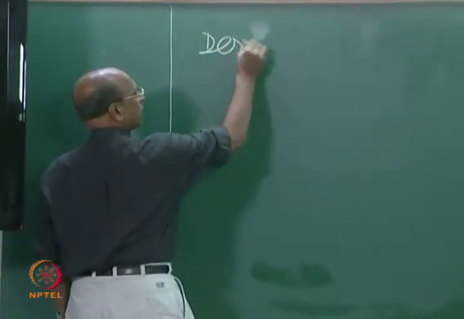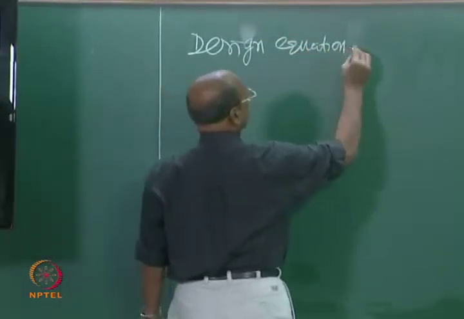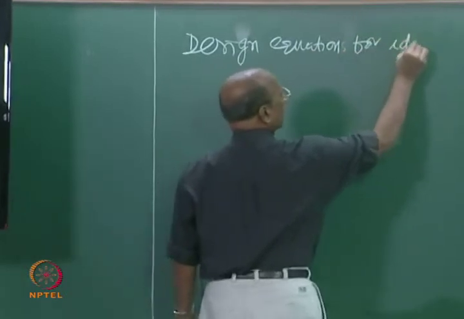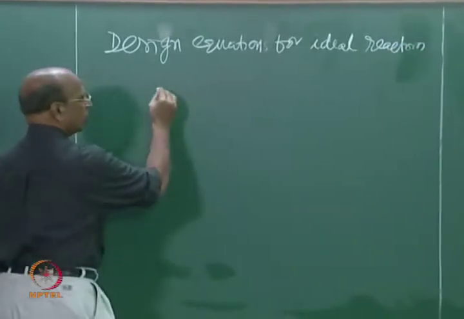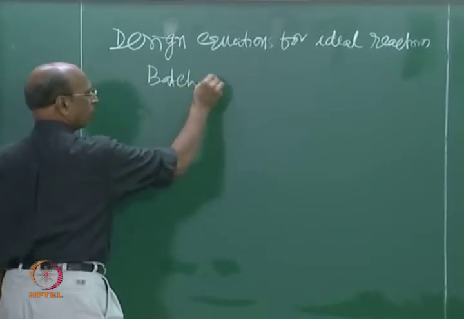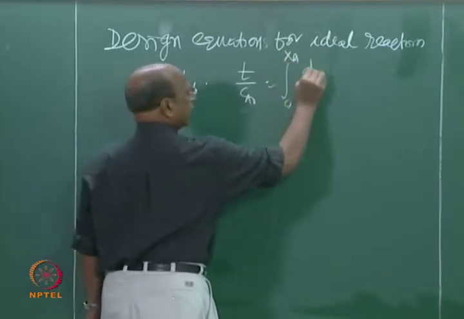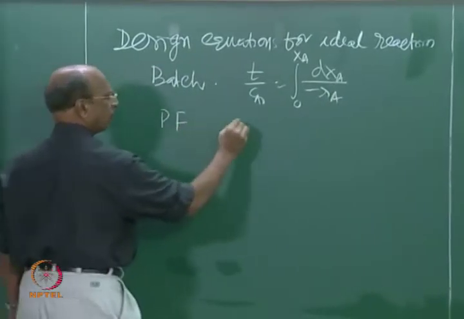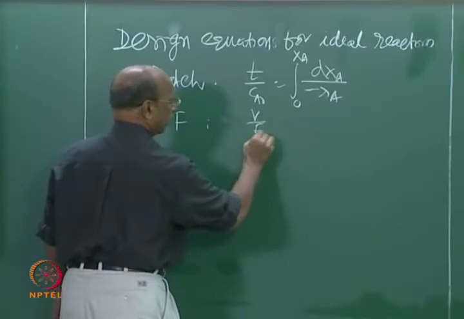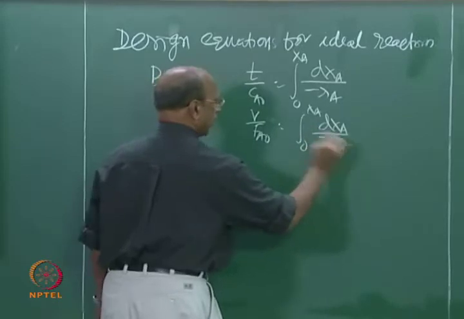Yeah. So the design expressions, what we have discussed. Design equations for ideal reactors. Okay. So, for batch you have t by C A naught equal to integral 0 to x A d x A by minus R A. For PF, V by F A naught equal to integral 0 to x A d x A by minus R A.